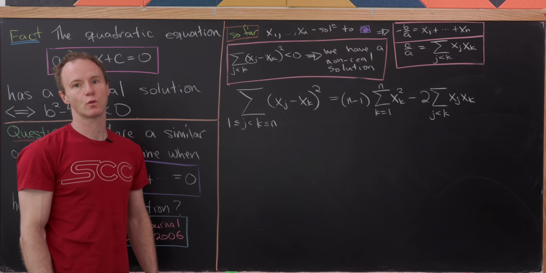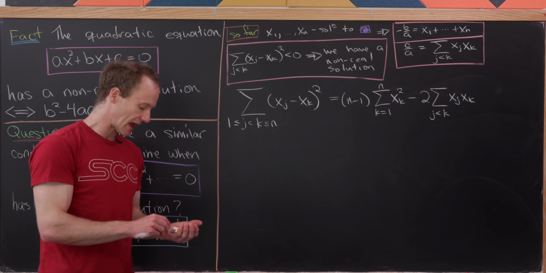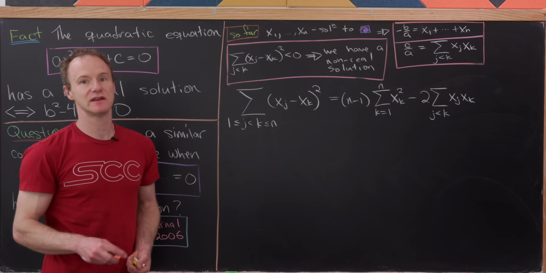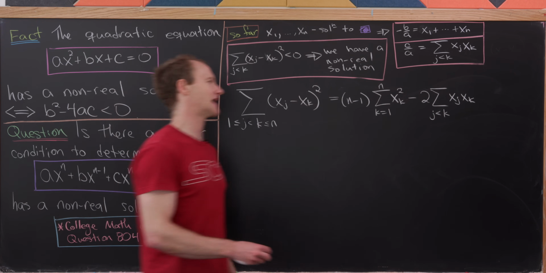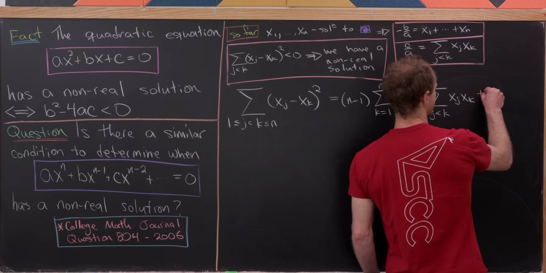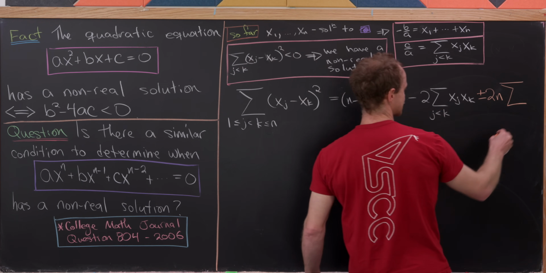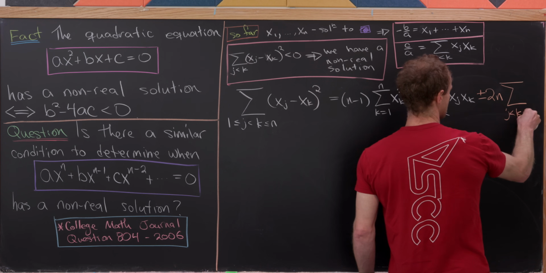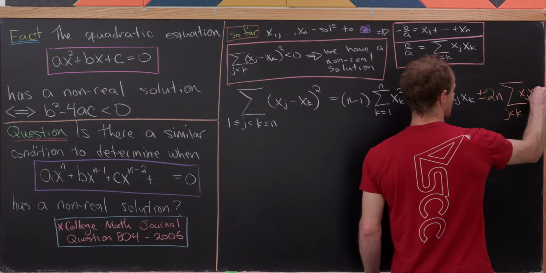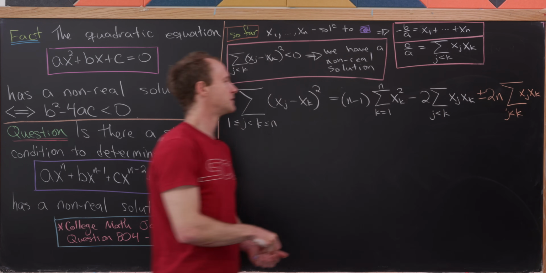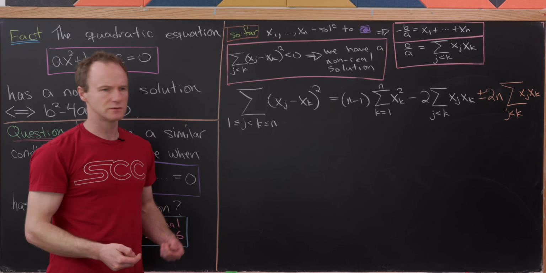Okay, so this is where we ended up. And now I'm going to add something to the end of this. Well, I'm going to add 0, and I'm going to add 0 in the following form. It'll be plus minus 2n times this last sum. So that sum for all j less than k of xj xk. And then, well, why do you want to do that?